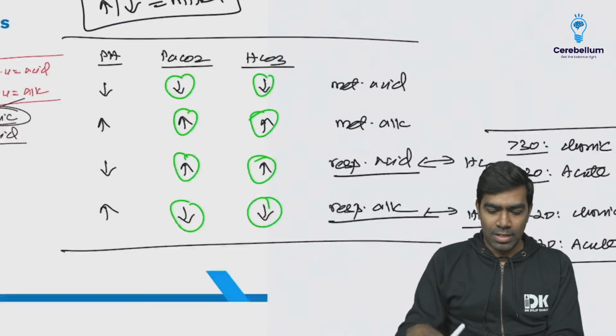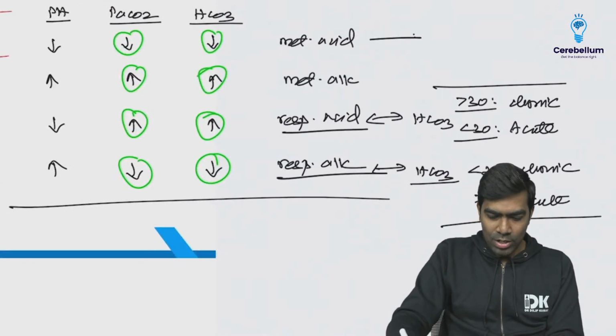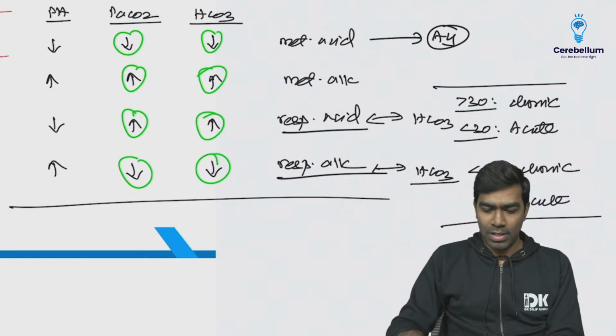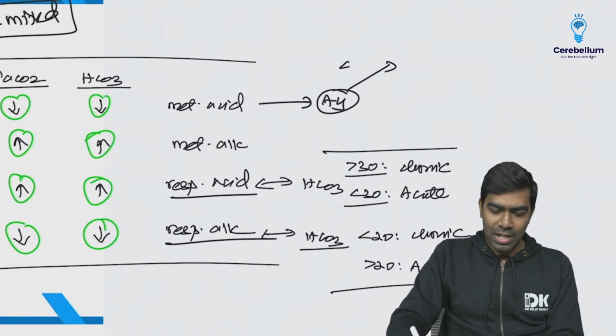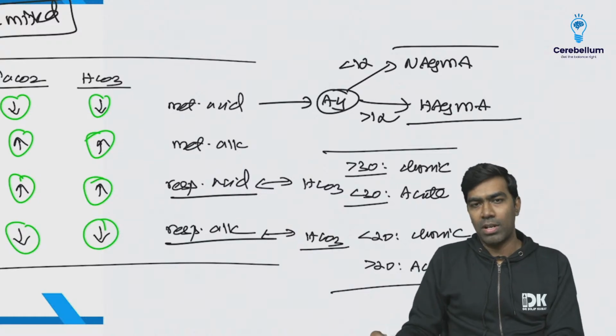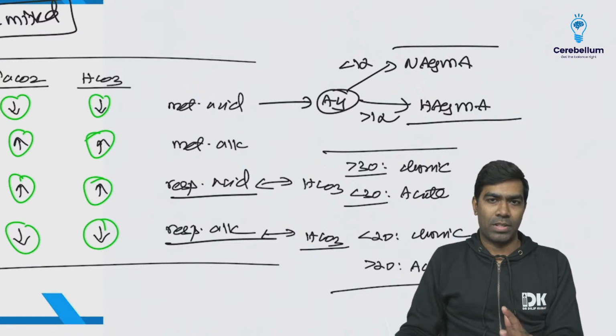Somebody is asking about anion gap. Yes, anion gap is very, very important for metabolic acidosis patients. If the anion gap is less than 12, it is a normal anion gap metabolic acidosis. If the anion gap is more than 12, it indicates a high anion gap metabolic acidosis. Less than 12, NAGMA; more than 12, HAGMA.